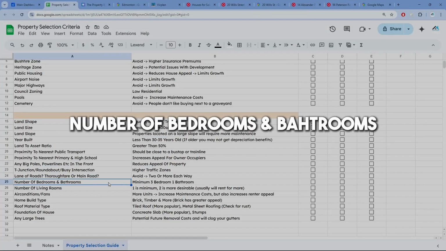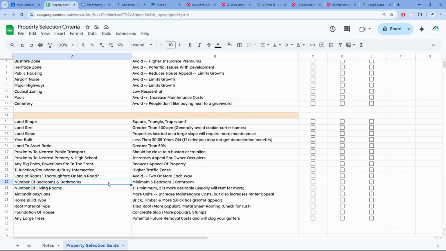Number of bedrooms and bathrooms. Now, this is really important because sometimes you'll find houses where there are 2x1. Normally, I would say no. There are very, very specific circumstances where I said yes, you should buy a 2x1.